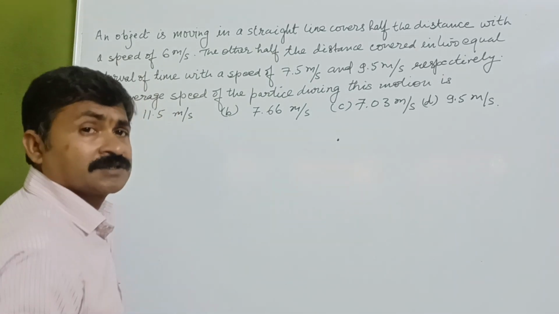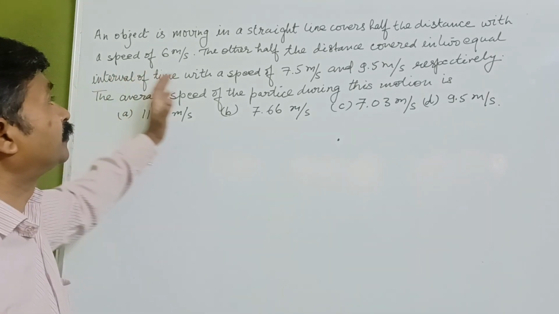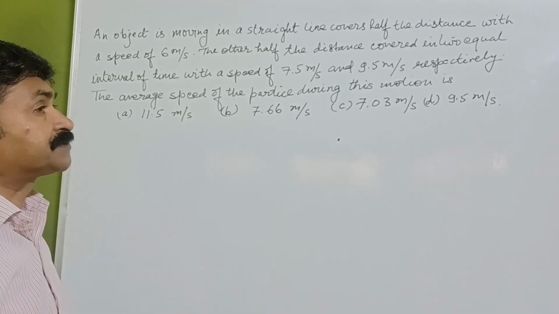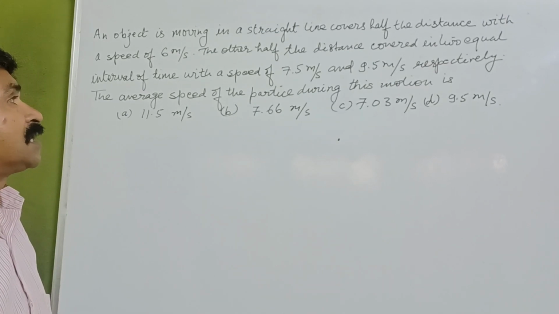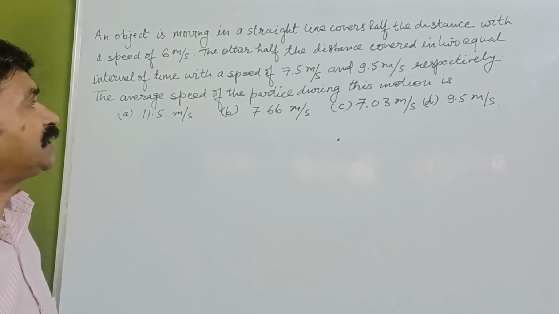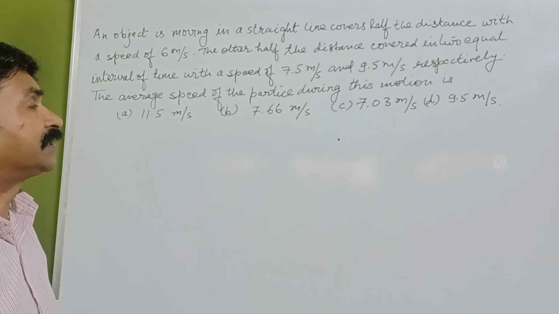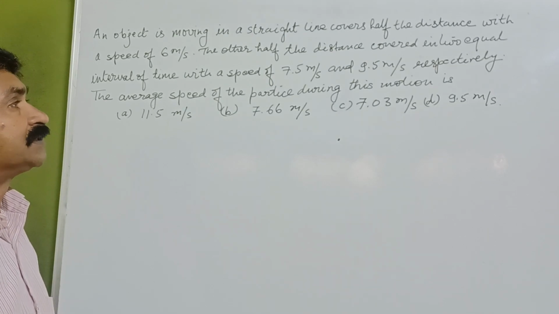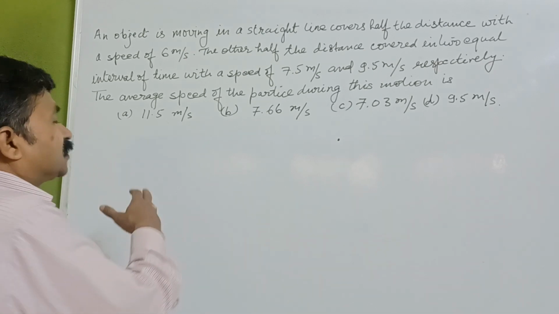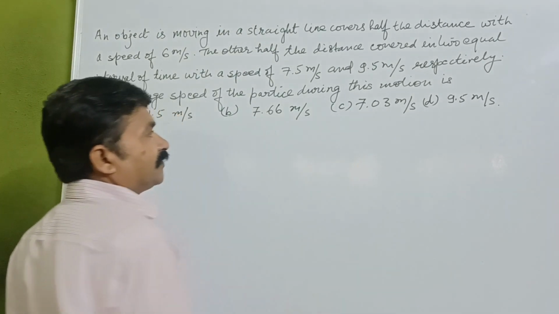Now, if we go through this question here: an object is moving in a straight line, covers half the distance with a speed of 6 meters per second. The other half of the distance is covered in two equal intervals of time with speeds of 7.5 meters per second and 9.5 meters per second respectively. The average speed of the particle during this motion is. Now, options are given to us.